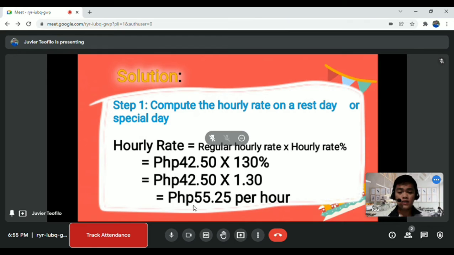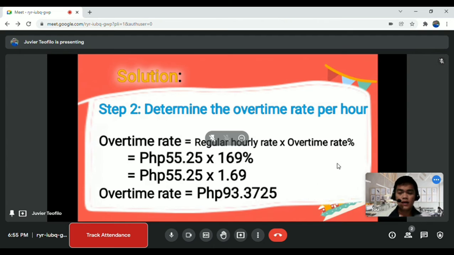And now, this is our hourly rate in the problem. So, let's proceed to step number 2. Determine the overtime rate per hour. So, overtime rate is equal to regular hourly rate times overtime rate. Now, as you observe, our regular hourly rate is 55 pesos and 25 centavos multiplied by 169%.